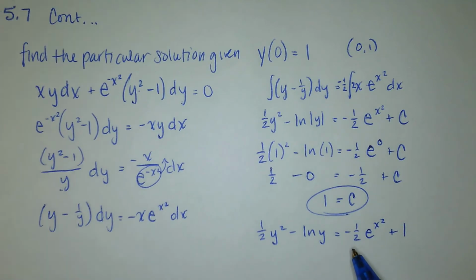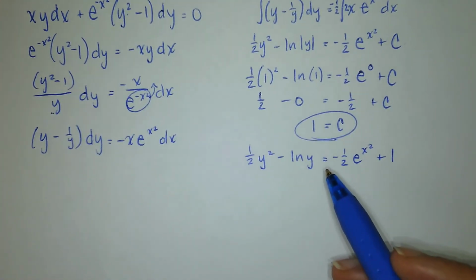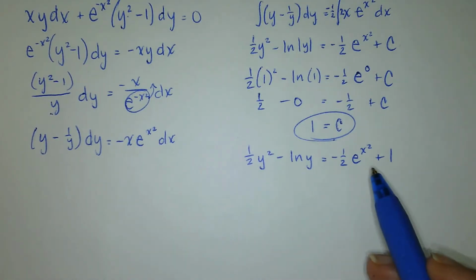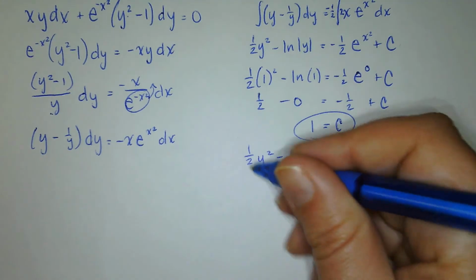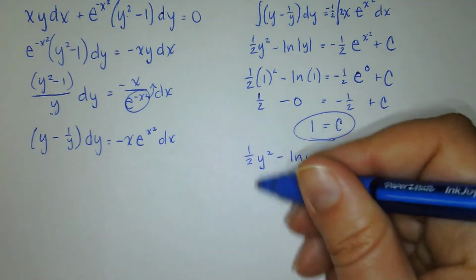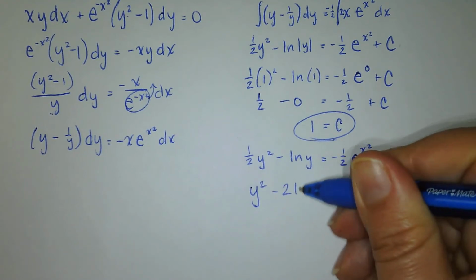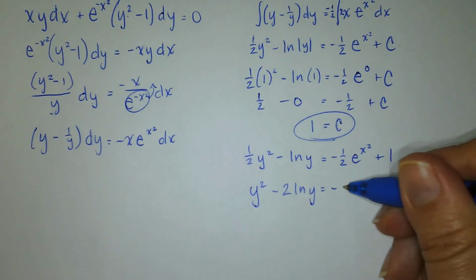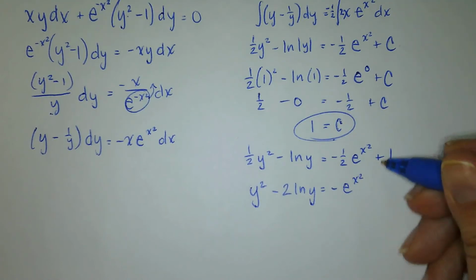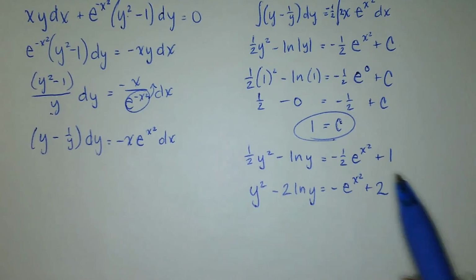There's a lot of fractions in here, so something else that could be done if you want to make this a little bit nicer, we can actually multiply through this equation with a 2. It's going to just kind of neaten up everything. So everything's going to get a times 2. So 1/2 times 2, that's just going to be y squared, minus 2 ln of y. Negative 1/2 times 2 is going to be just negative e to the x squared. And then 1 times 2 is just 2. And so this is an option for an answer.